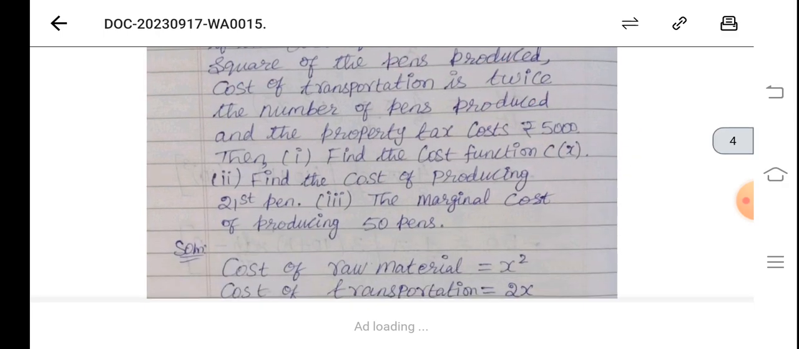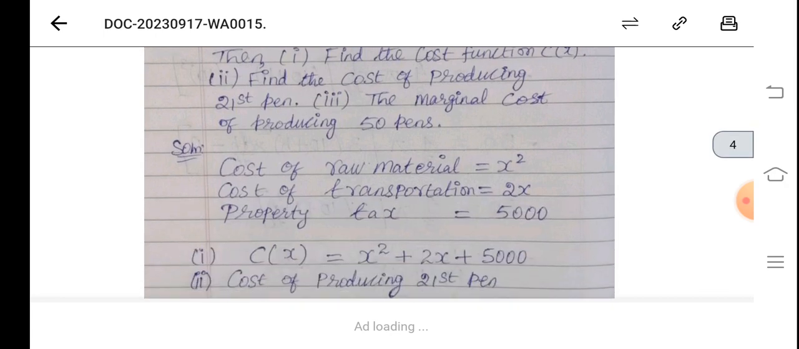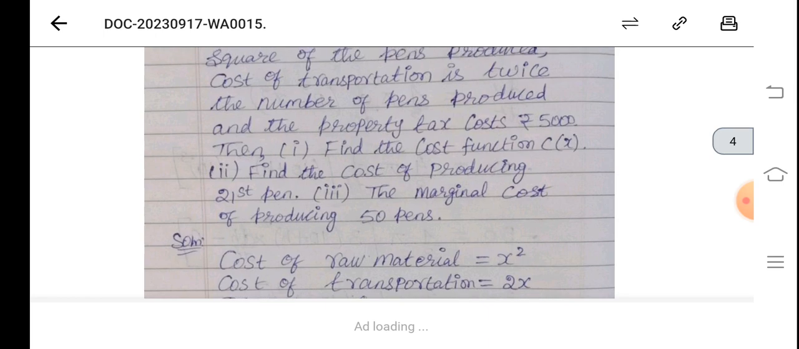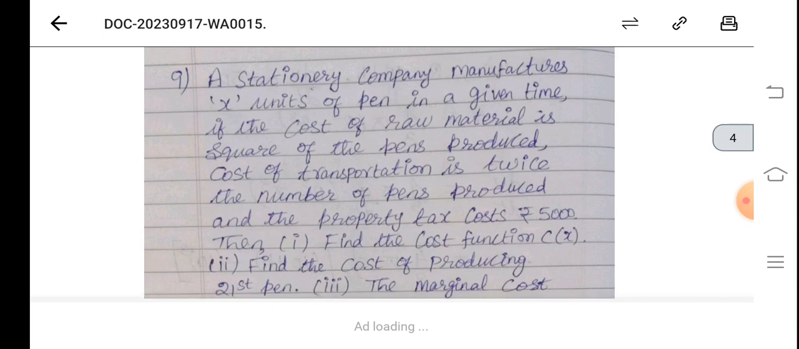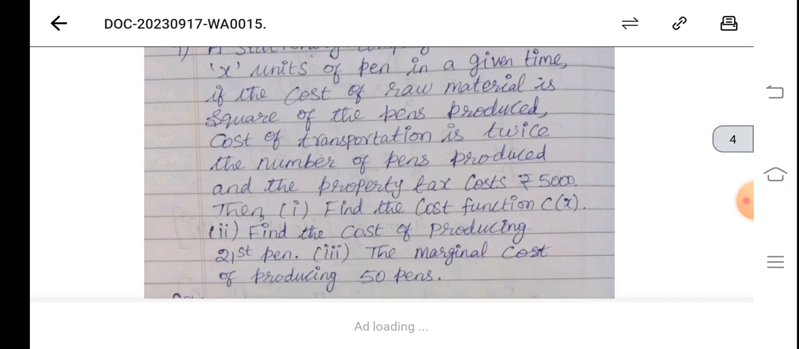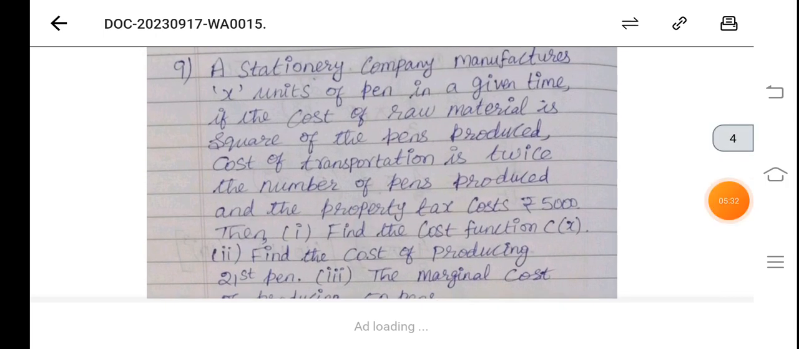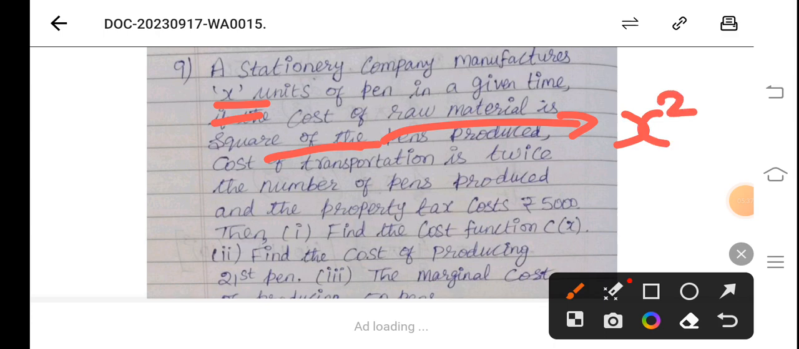Marginal cost we already discussed. The rate of change of cost is nothing but marginal cost. So we consider the cost of raw material. First, how much they produce is x units of pen, so there is no question of which variable; it is x only. The cost of raw material is the square of the pen, and the pen is x, so the cost of raw material is x square. Did you all agree with me? Yes. Then the cost of transportation is twice the number of pens.